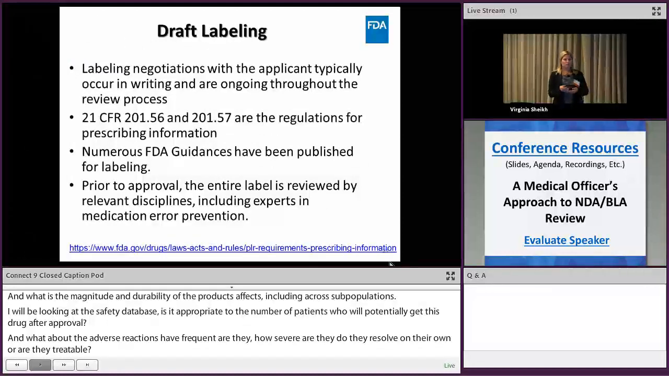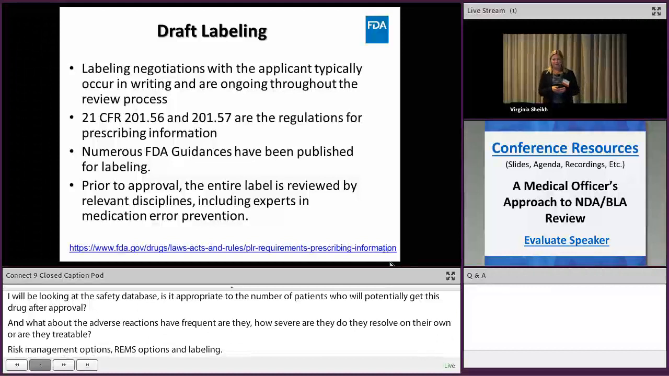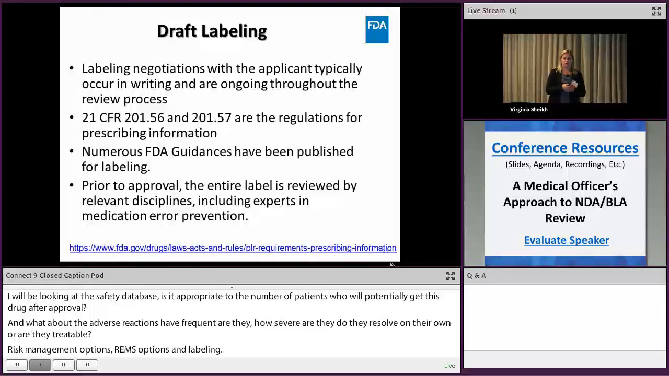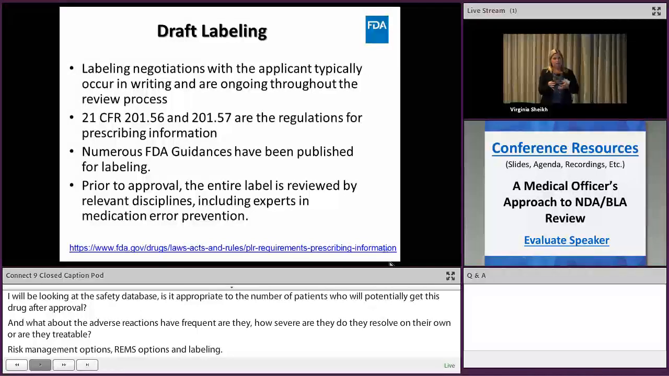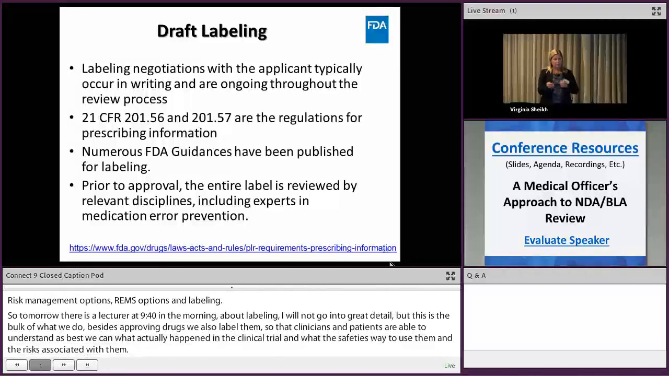So tomorrow there's a lecture at 9:40 in the morning about labeling. So I'm not going to go into great detail, but this is really the bulk of what we do. Besides approving drugs, we also label them so that clinicians and patients are able to understand as best we can what actually happened in the clinical trials and what the safest way to use them is and what the risks are associated with them.